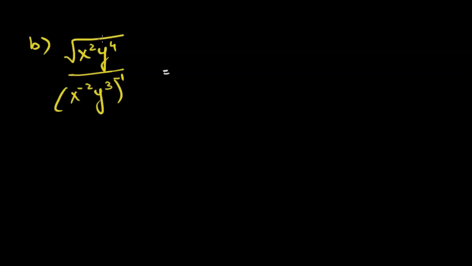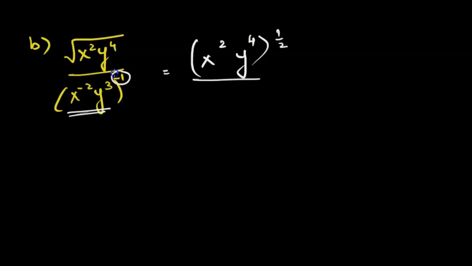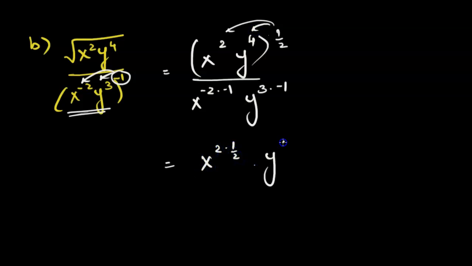We see square root is on the entire term on the numerator. x square y to the power of 4 can be written as x square y to the power of 4, whole thing has a power 1 over 2. This is already a power on the entire bracket, so this can get individualized. So we would do x to the power negative 2 times negative 1, y to the power 3 times negative 1. Now we can individualize this power as well. So we would have x to the power 2 times 1 over 2, y to the power 4 times 1 over 2. We can either put a dot or a cross, doesn't matter.